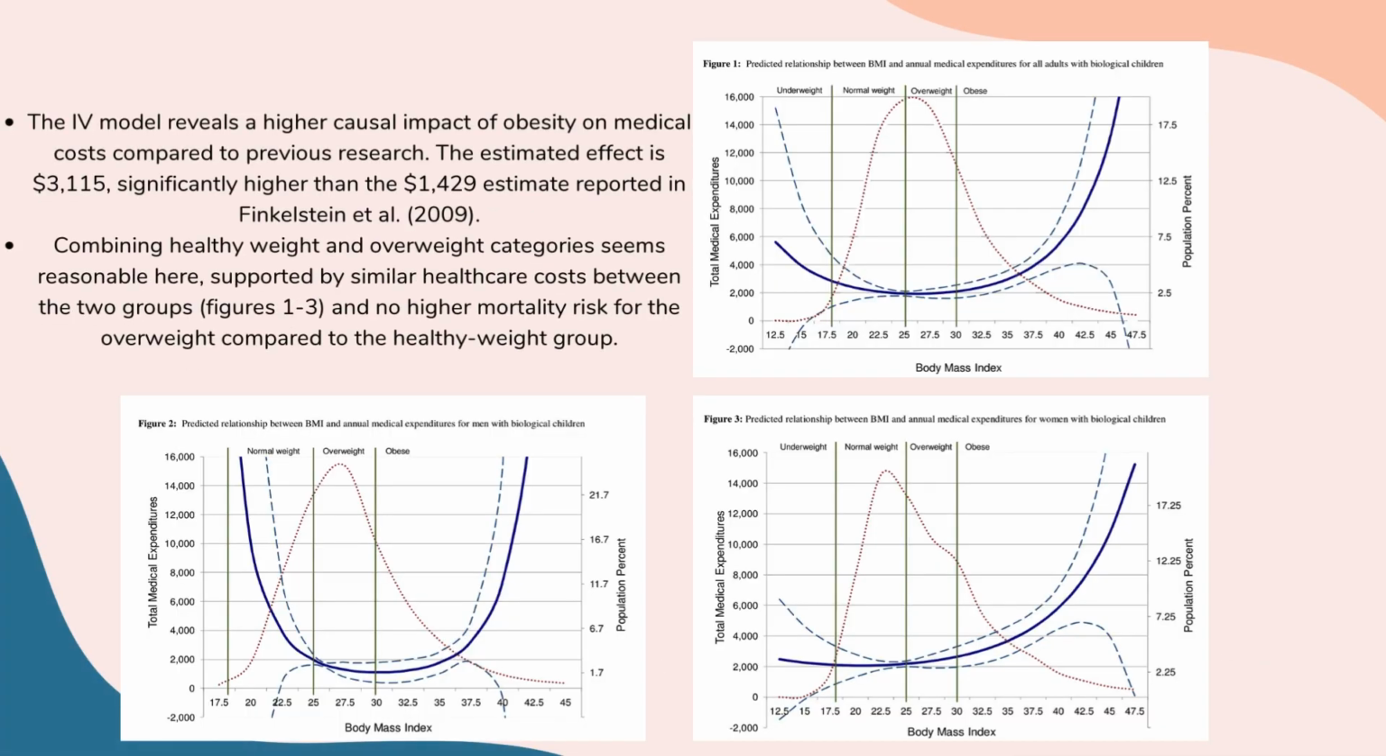Next, the IV model, or the instrumental variable model, reveals a higher causal impact of obesity on medical costs compared to previous research. The estimated effect is $3,115, significantly higher than the $1,429 estimate reported in Finkelstein 2009. Also, combining healthy weight and overweight categories seems reasonable here, supported by similar healthcare costs between the two groups. We can see in Figure 1 to Figure 3 no higher mortality risk for the overweight compared to the healthy weight group.